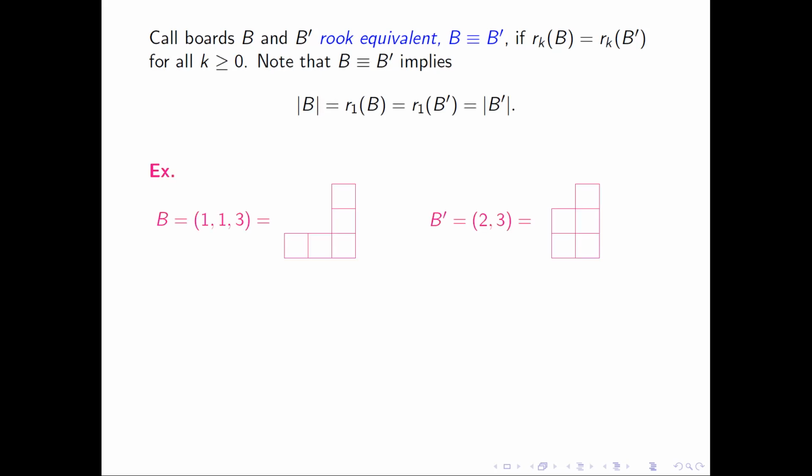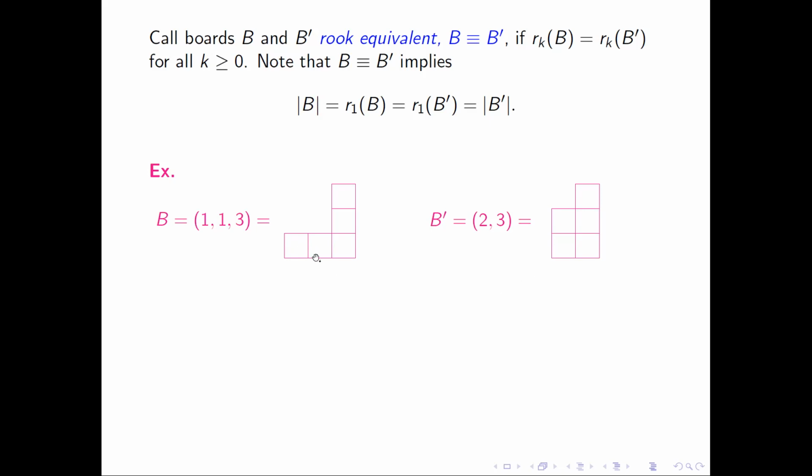All right, so for instance, the board 1, 1, 3, I'm telling you, is rook equivalent to the board B prime, which is the board 2, 3, like this. Okay, why? Why is that true? Well, first of all, the number of ways to place 0 rooks is obviously the same. That's just 1. The number of ways to place one rook is obviously the same. It's just 5 in each case.